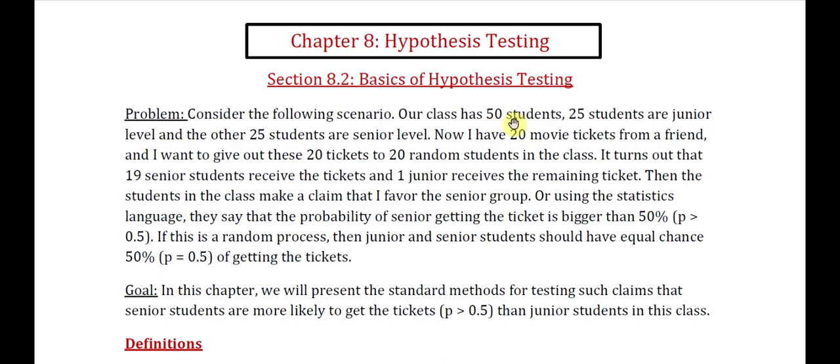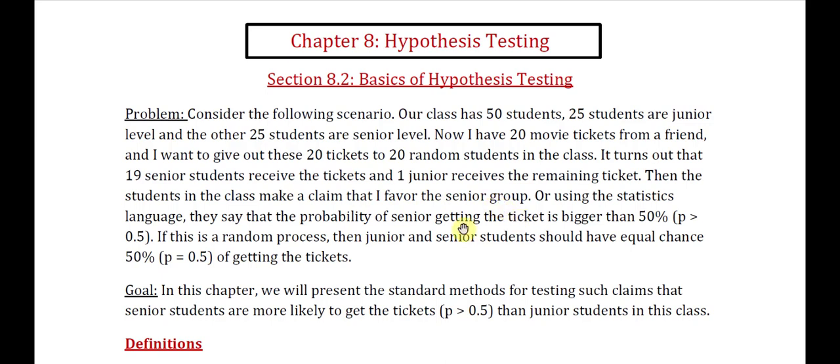Our class had 50 students. 25 students are junior and the other 25 students are senior level. Now I have 20 movie tickets from a friend, and I want to give out these 20 tickets to 20 random students in the class. It turns out that 19 senior students receive the tickets and 1 junior student receives the remaining ticket. Then the students in the class make a claim that I do favor the senior students.